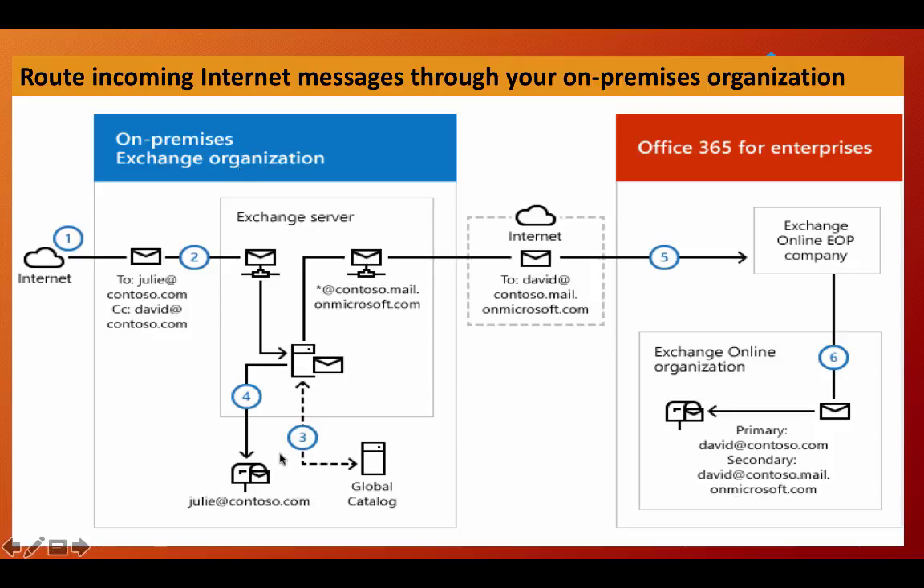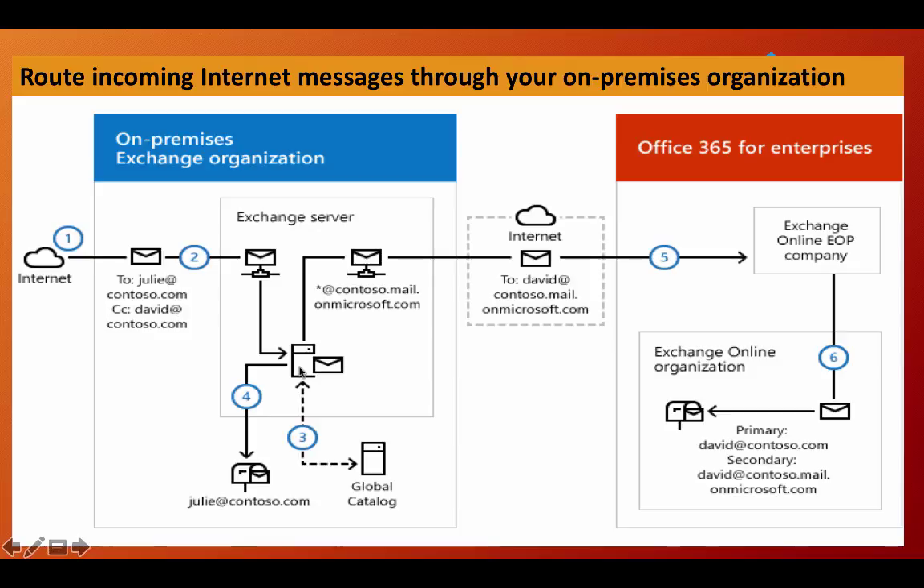For example, Julie in this case is a mailbox on premises in your on-premise Exchange 2016. So her mail gets delivered right away on your own premises. But at the same time, David's mailbox is on Office 365, an Exchange Online mailbox.